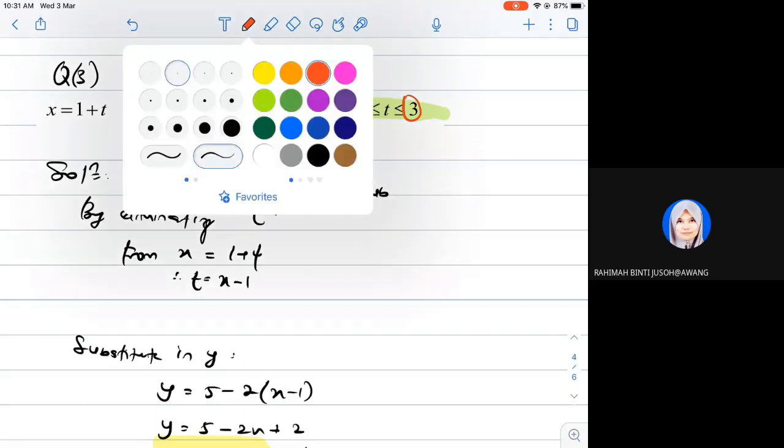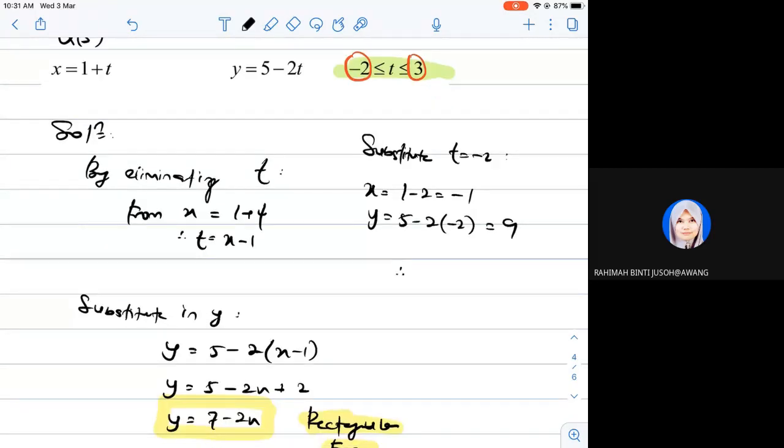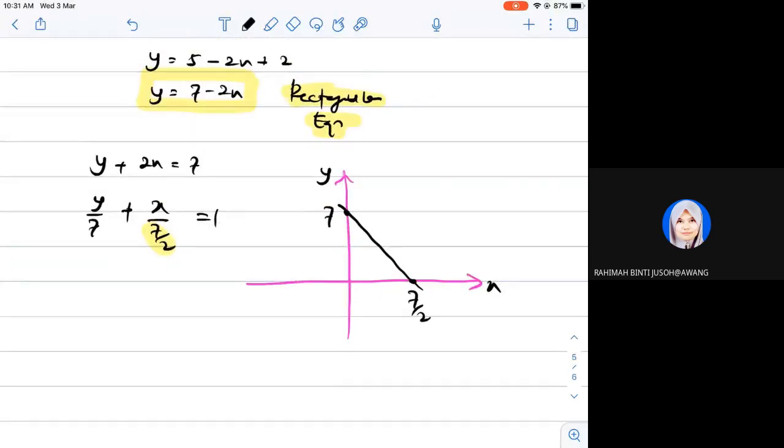Kalau tak ada interval, tak ada issue, tak payah buat apa-apa. Tapi sebab ada interval, so you kena substitute juga. T equals to -2. So bila -2, x equals to 1 minus 2, so we have -1. Y equals to 5 minus 2 times -2. So we have 5 plus 4, so 9. Okay, so koordinat kita adalah -1, 9. Okay, so jom kita tengok -1, 9 kat mana. So let's say here -1, of course 9 atas lagi lah kan. Sekejap saya padam dulu. So dia akan ada atas lagi lah. Dia naik lagi.